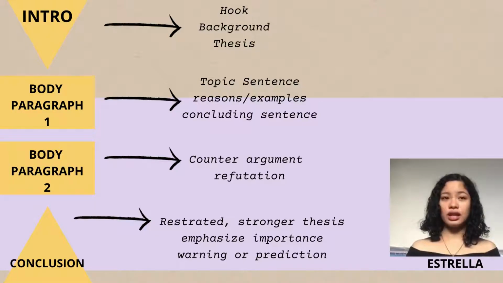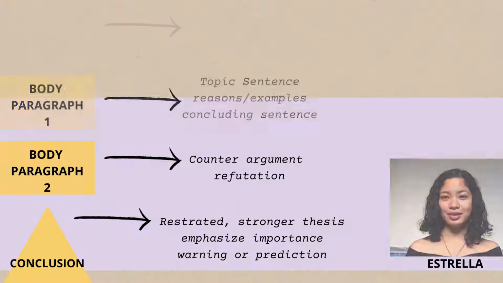and you're going to show the reader why the evidence of your argument is stronger. And last, we have the conclusion paragraph with a restated, stronger thesis, some emphasis about the importance of your argument or your opinion, your point of view, and lastly, a warning or prediction. I'm going to go through each paragraph.